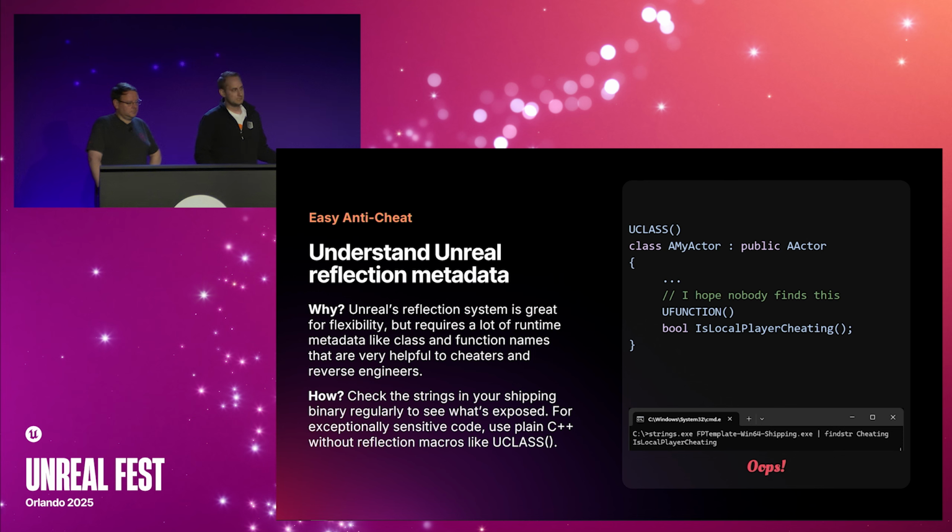You can use plain C++ in your Unreal projects. You don't have to annotate everything with reflection macros if you're not actually going to use them. Obviously, people can reverse engineer your plain C++ code too. That's not really a great defense, but at least then they have to come up with their own function name and they can't know yours straight from your source code.